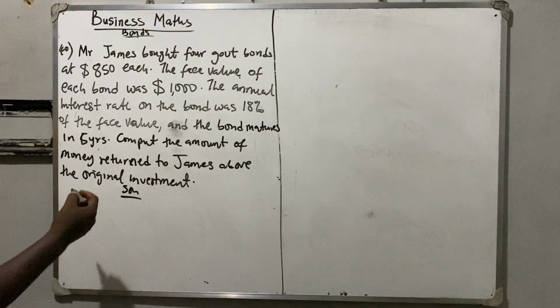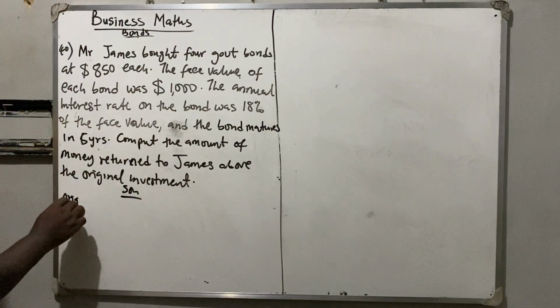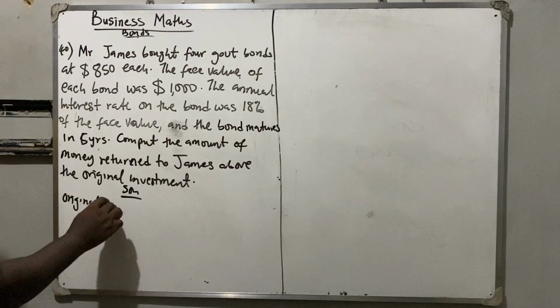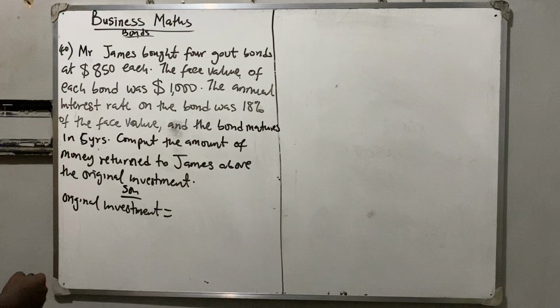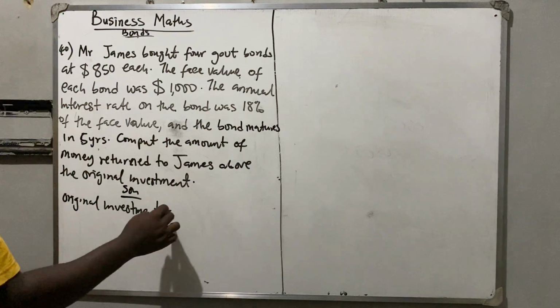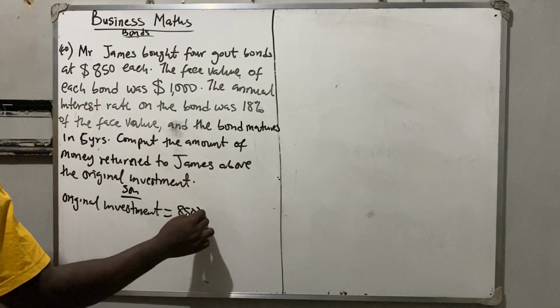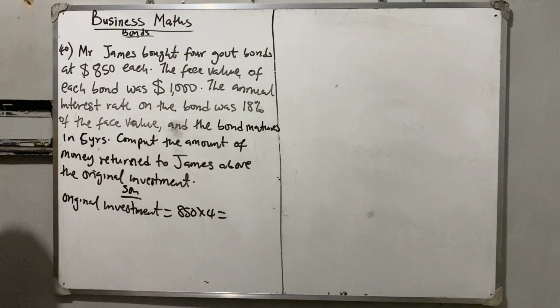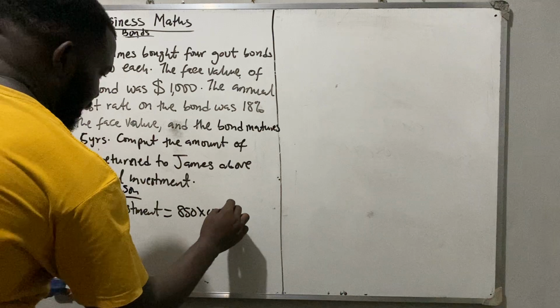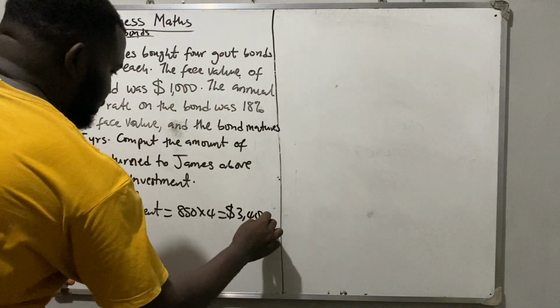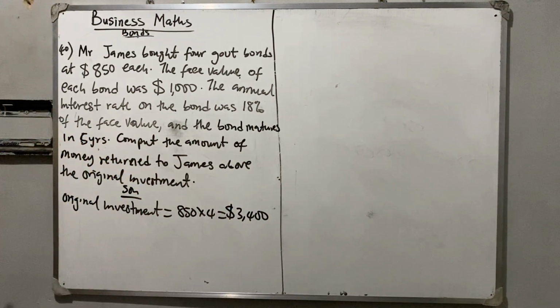Solution. First of all, let us get the original investment. Original investment will now be equal to, he bought 4 governmental bonds. So he bought it at 850 each times 4. So that's the original investment. So 850 times 4 gives us $3,400. Okay. So the next one is the face value.